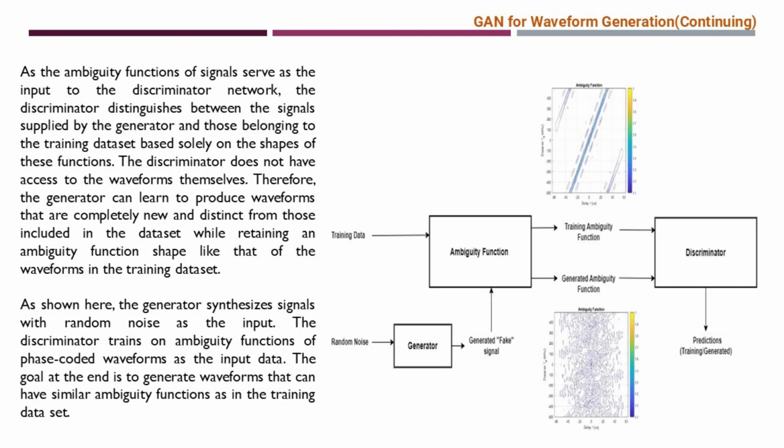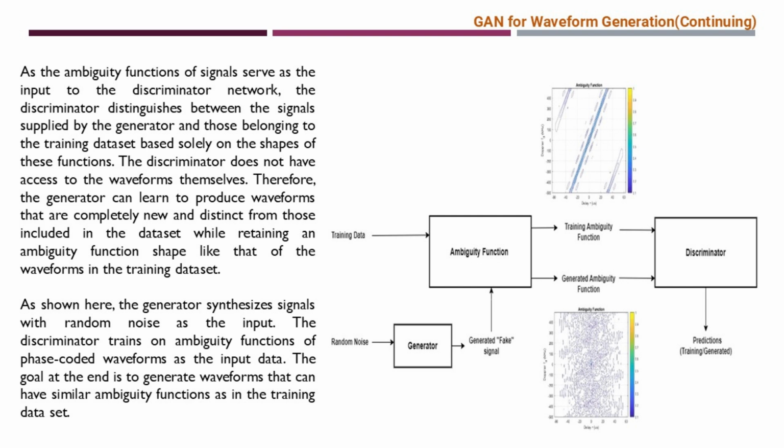In this example, the ambiguity functions of signals are used as inputs to the discriminator network, but here's the interesting part. The discriminator doesn't actually look at the waveforms themselves. Instead, it focuses only on the shapes of the ambiguity functions to decide whether a signal comes from the generator or from the training dataset. So, what does this mean for the generator?